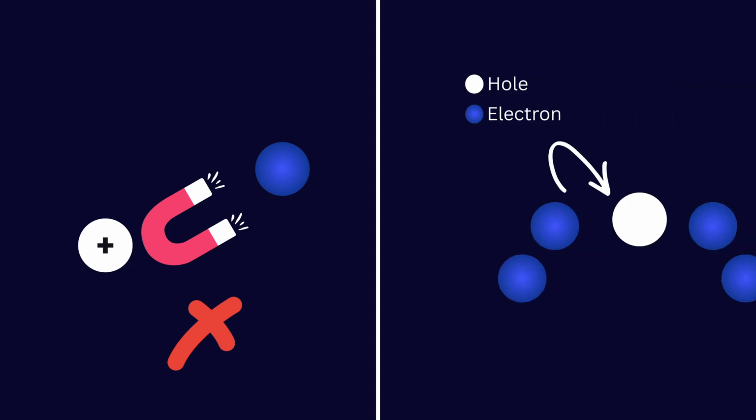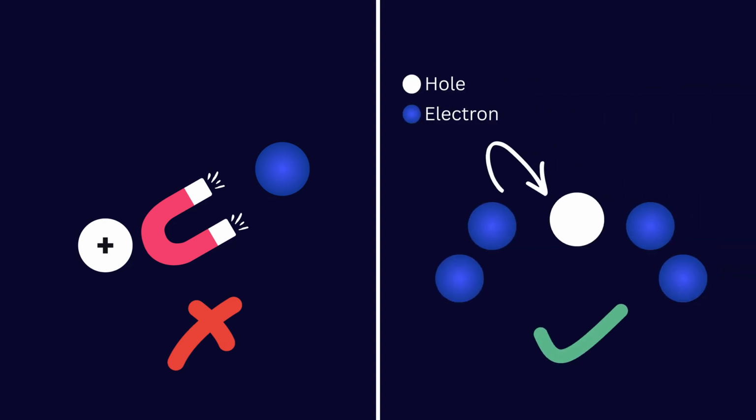Here's a common misconception. Holes aren't tiny positive balls that tug on electrons like magnets. A hole is a missing electron in the bonding structure, an empty spot an electron could fill. We often model holes as positive charge carriers because they move and respond to fields like positive charge.